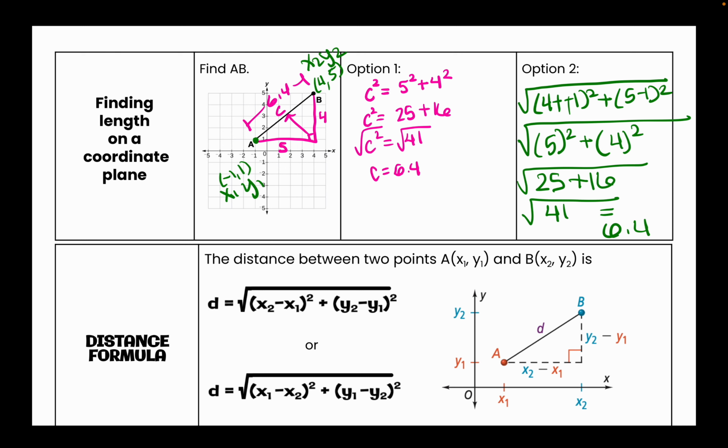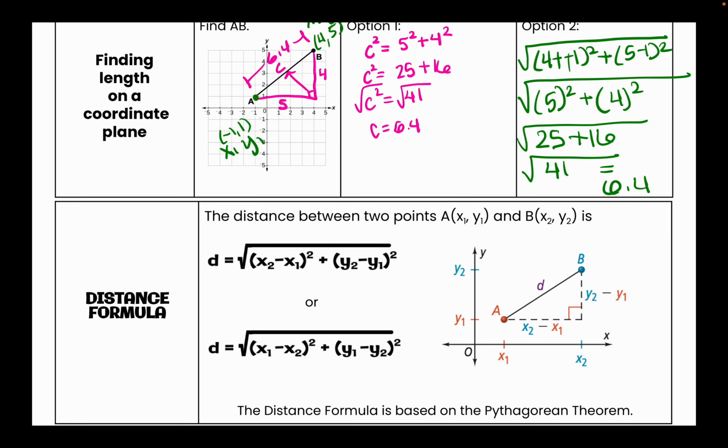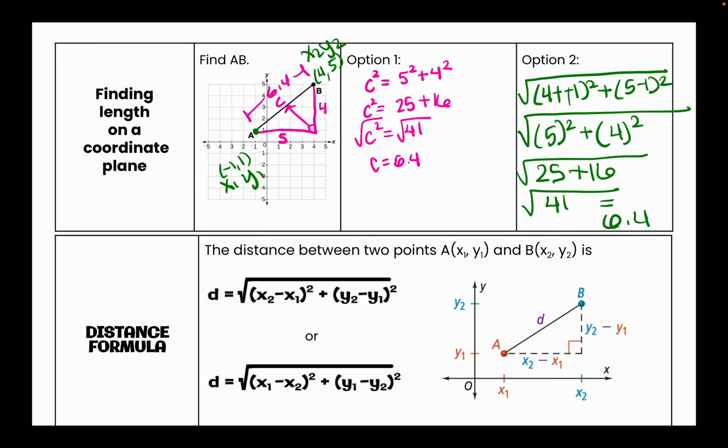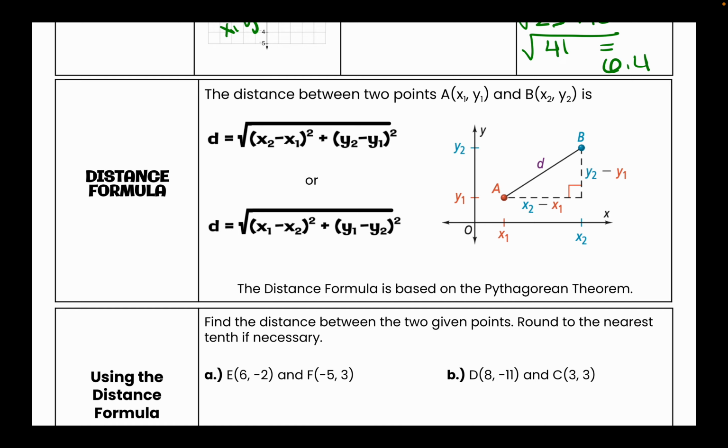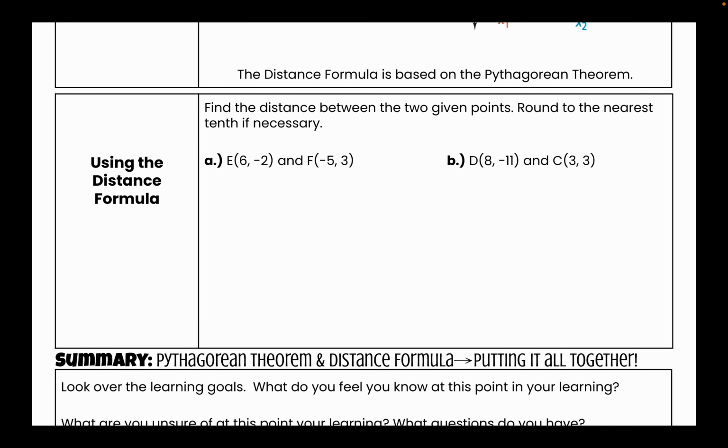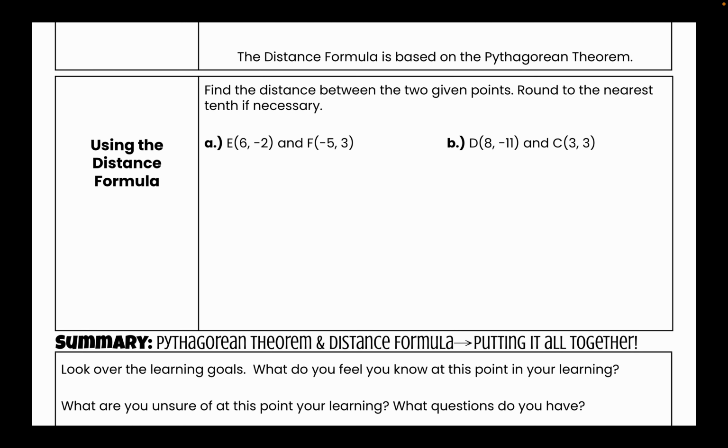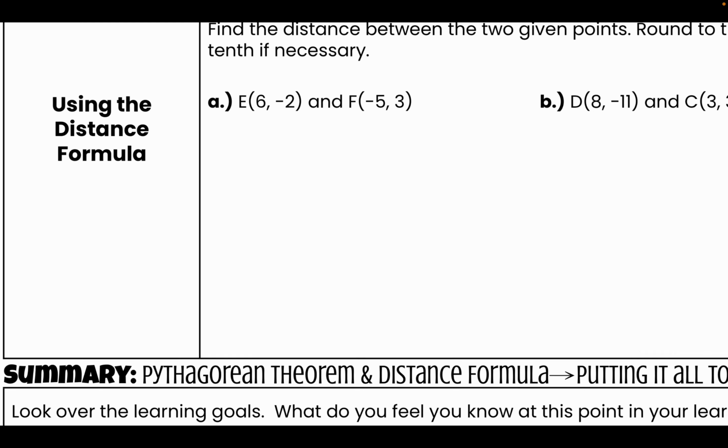So what do you notice about the similarities here? We have 5 squared, 5 squared, 4 squared, 4 squared, and at the end we have everything under a square root. So the distance formula actually comes from using the Pythagorean Theorem. So now let's practice our distance formula again with 2 more problems, and then we're done with our section.